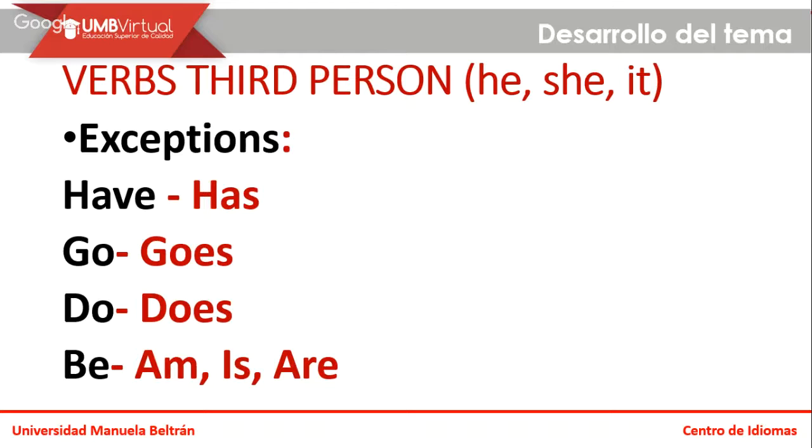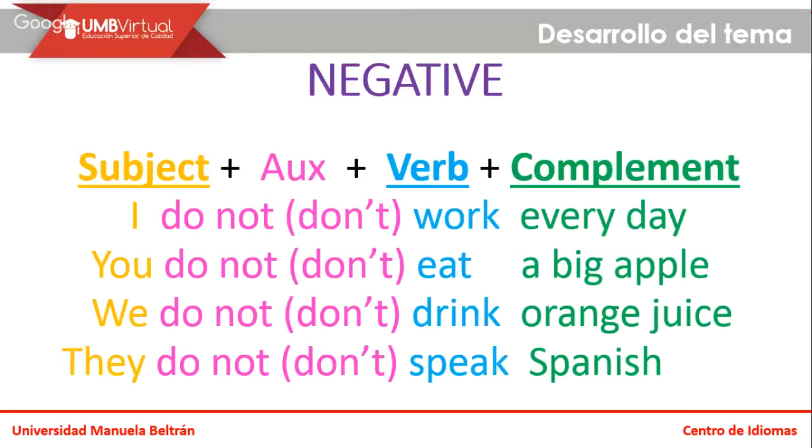Then we have, for third person he, she, it, the exceptions: have, has; go, goes; do, does; and be, it is. Okay? There are a few exceptions because not all follow the same rule. There are some general rules, but sometimes we have to be careful when using them.